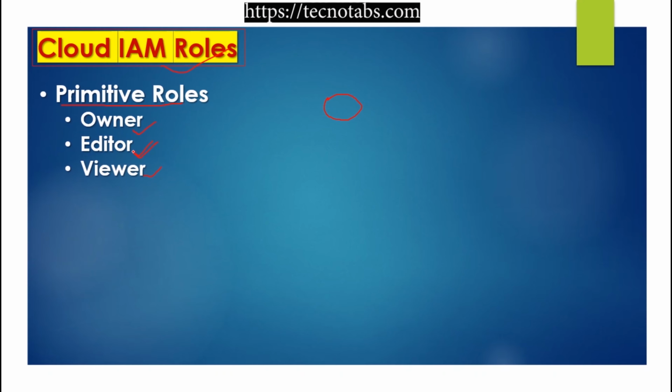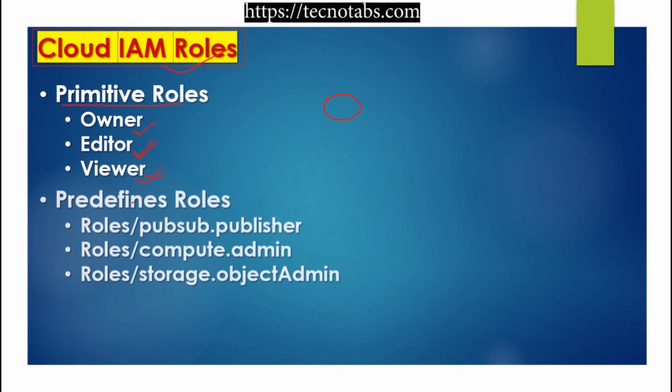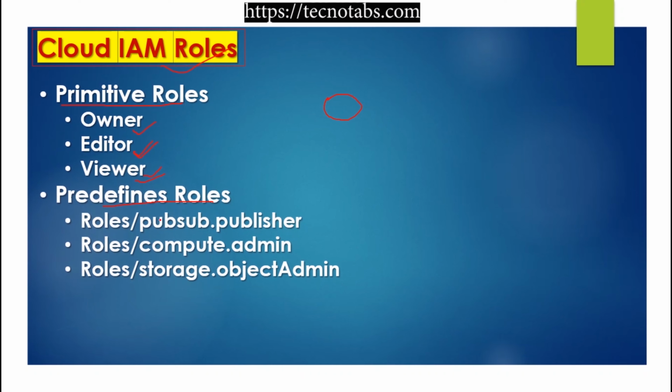Editor can basically perform some restricted actions. Maybe they can edit the resource or add permissions or make any changes as per allowed operations. Now the viewer basically refers to read only access. So they can only do the read operations. They cannot modify this resource. Okay. So the second type of role is predefined roles. The predefined roles can be a Pub/Sub publisher or a compute admin or a storage object admin role. Okay, so these are the set of roles that are already defined by GCP.